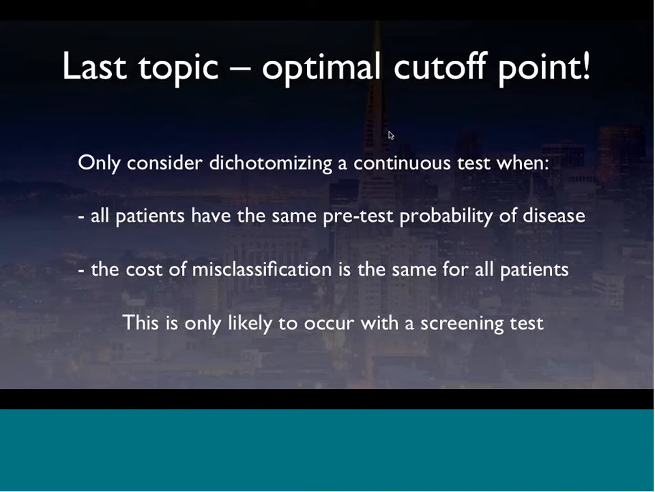Now, we should only consider to dichotomize a continuous test in a situation where all the patients have the same pre-test probability of disease, and when the cost of misclassification is also the same for all patients. And in reality, this is only likely to happen when you have a screening test. So anytime you're dealing with something else, not a screening test, you should probably not dichotomize a continuous test, probably best to create categories.